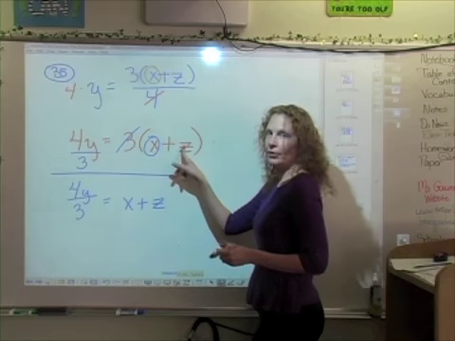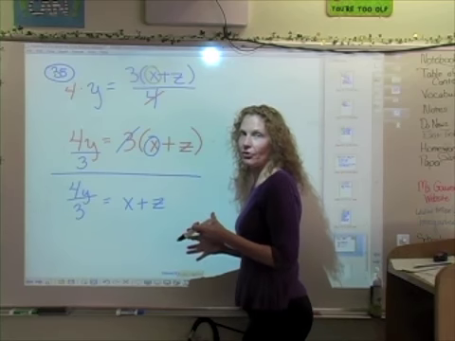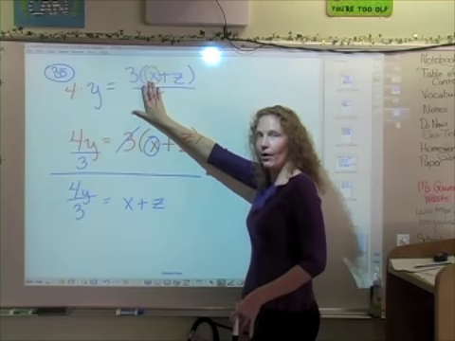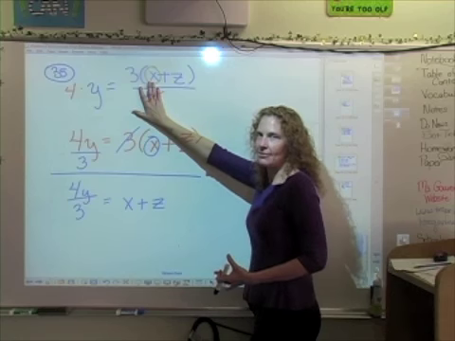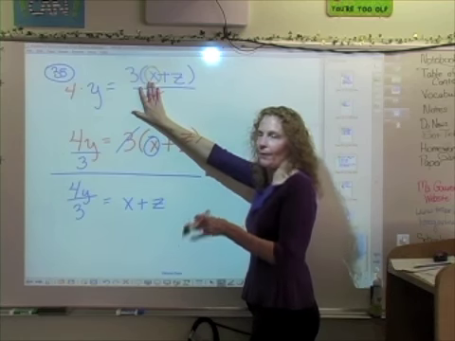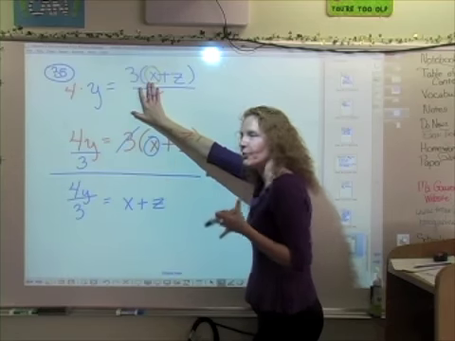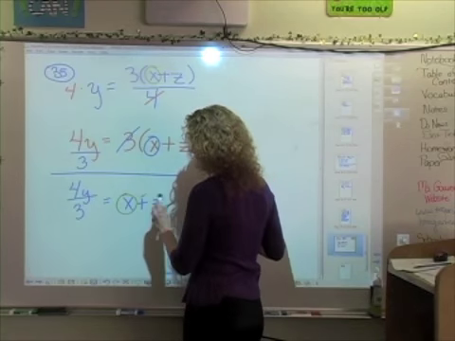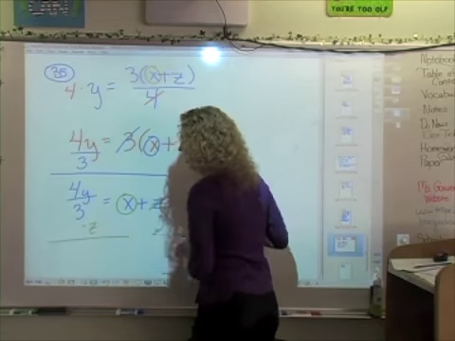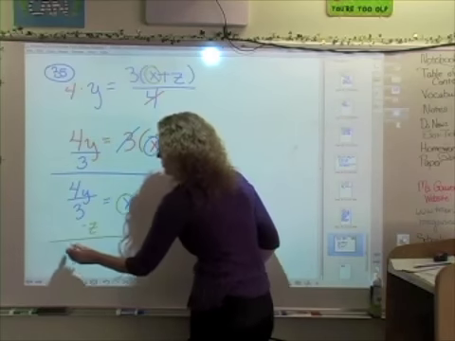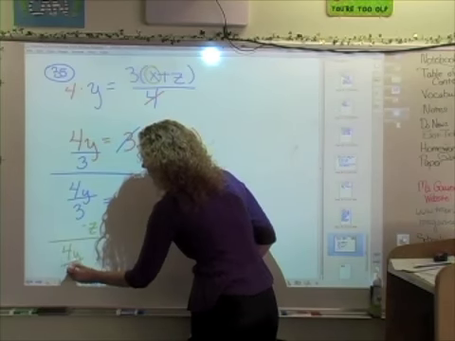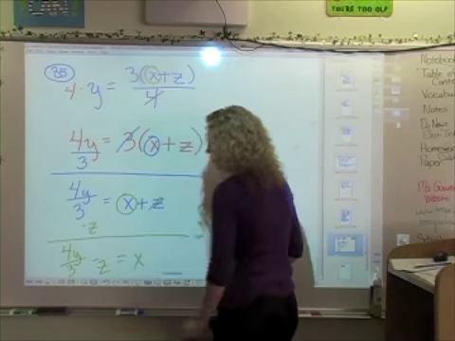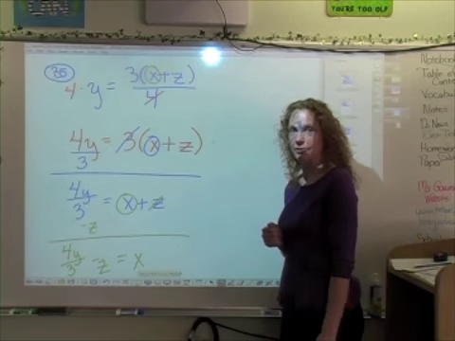Don't distribute the 3. Don't do steps you're going to have to undo. You distribute that 3 to that x, that's fine, but you're going to have to take more out at the end. It doesn't make any sense to do that. Don't do more work than what you have to. I'm pushing things away. Don't put stuff with it. Last thing I'm going to do is subtract that z. These are not like terms. They cannot be combined whatsoever. So it's simply 4y divided by 3 minus z is equal to my x. And that's your final answer.